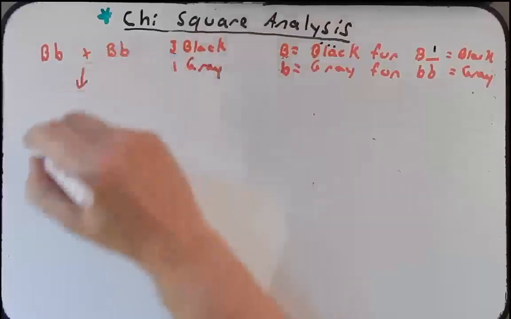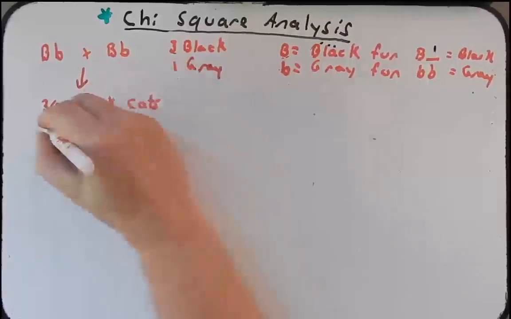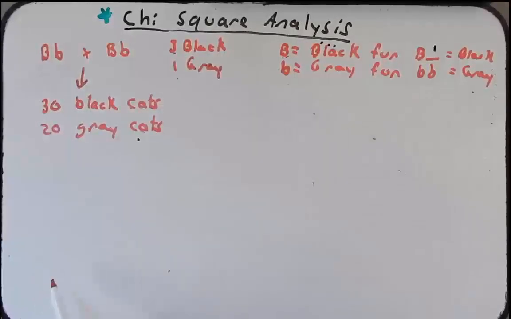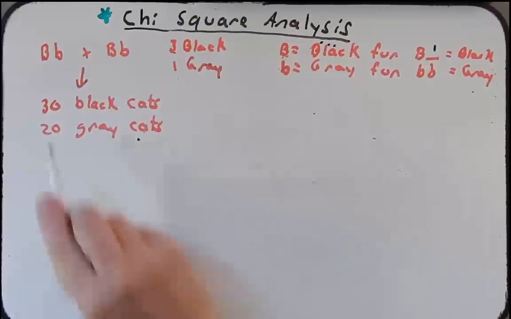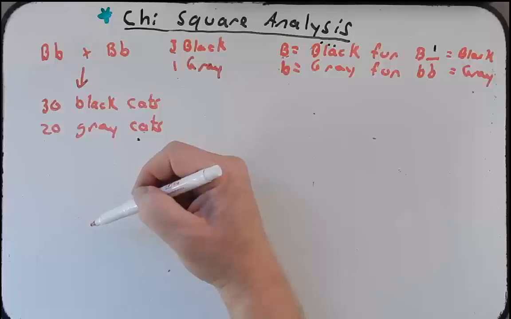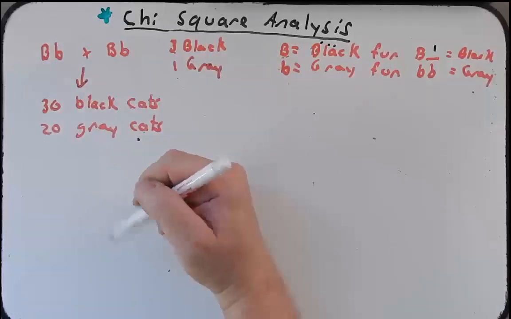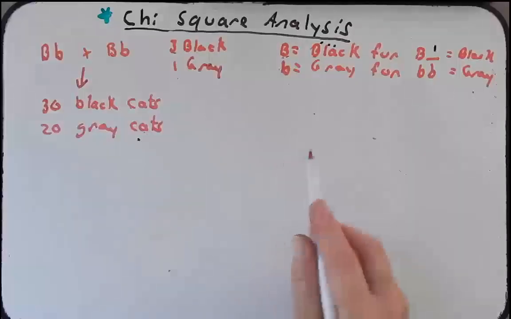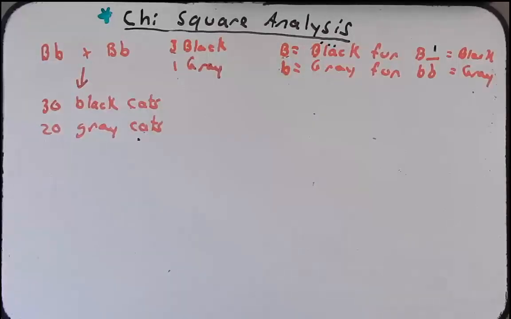What they got was 30 black cats and 20 gray cats. Now the question is, does this follow a 3-to-1 ratio? It's not exactly a 3-to-1 ratio, but is that deviation, that difference between these two, significant or not significant? If it's not significant, then it's just due to chance. But if this difference is significant, then we have to conclude something else is going on here. So we're going to perform a chi-square.